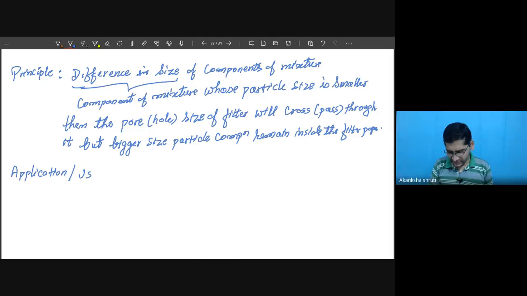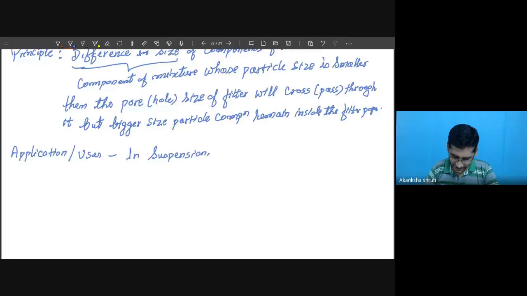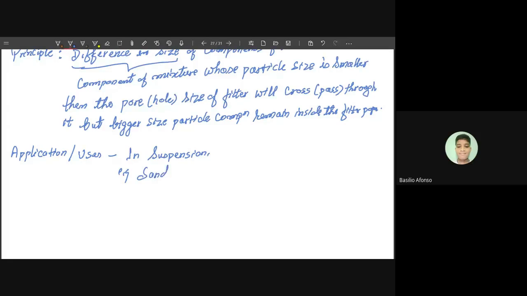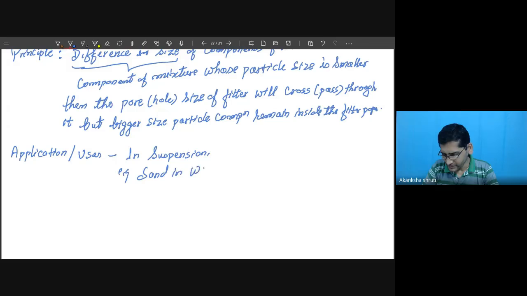Suspension. Very good. So it is in suspension, whose particle size is quite bigger. Example, sand in water.